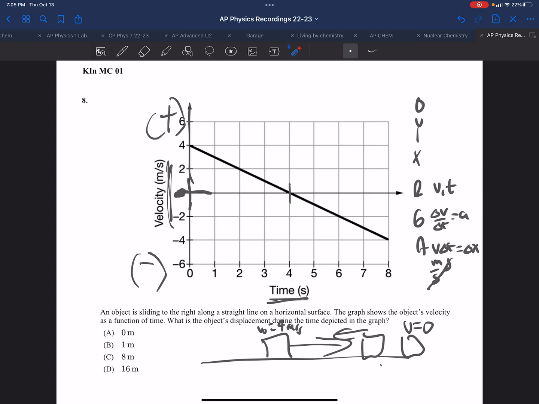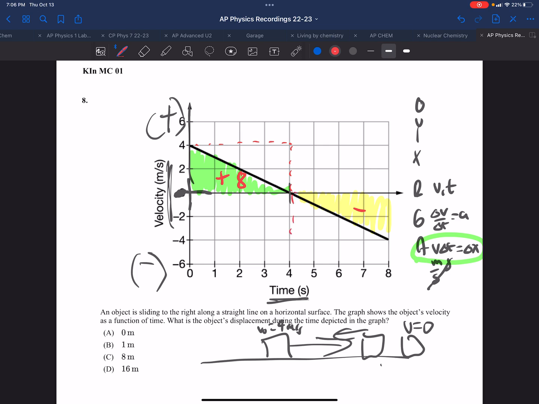What is the object's displacement during the time depicted on the graph? Well, the displacement is the area. So if we look at this area here, we have a positive area. And if we look at the area here, we see that there is a negative area. And this is a 4 by 4. 4 wide, 4 high. That's 16. Half of that is 8. So we have a positive area.